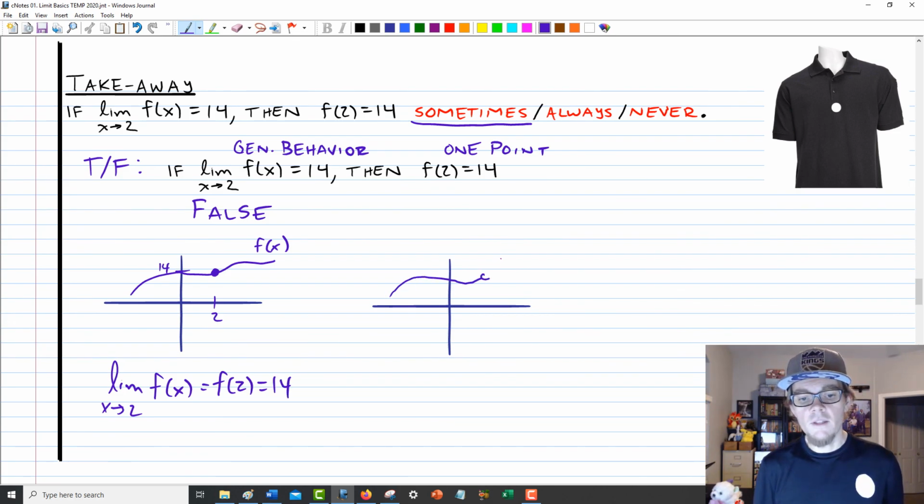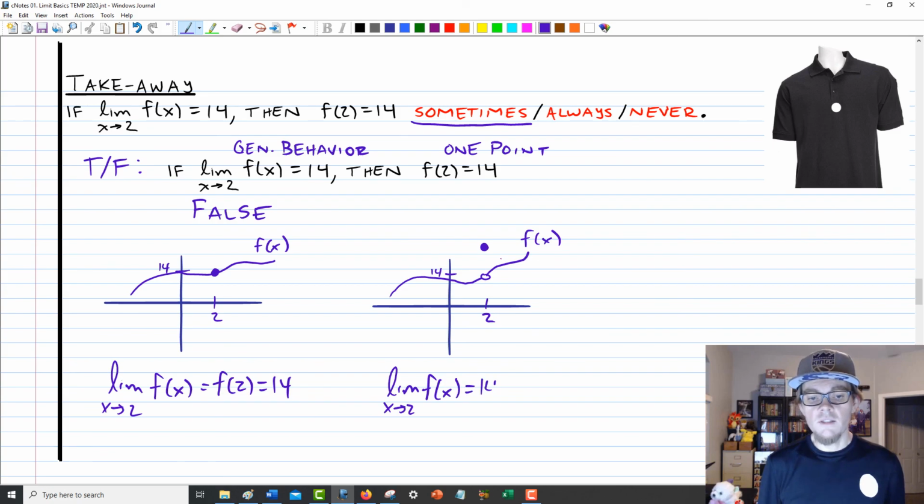It could be possible that we have this situation. Once again, this is f of x. Ideally, they'd be the same thing: 14 would be right there, 2 would be right there. But we have some other point right up here. In this particular case, the limit as x approaches 2 of f of x equals 14 again, because the y values that we're getting closer and closer to as x approaches 2 are equal to 14.